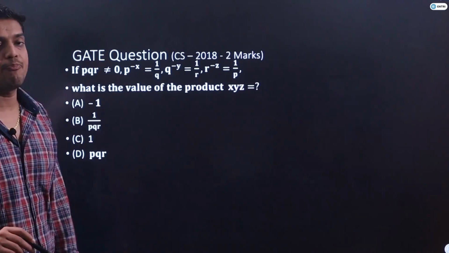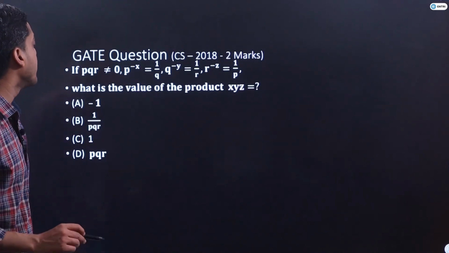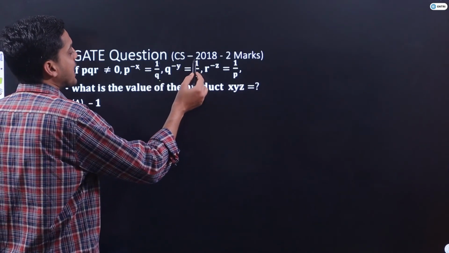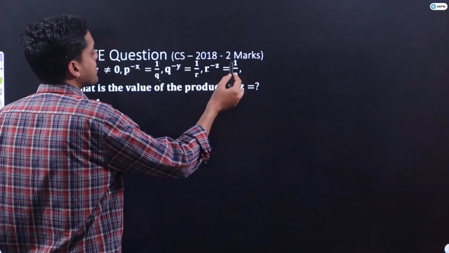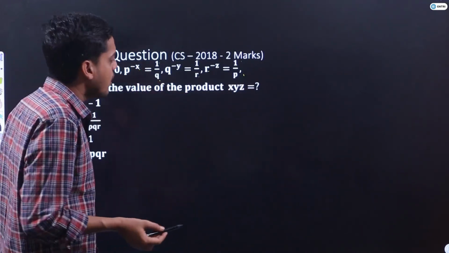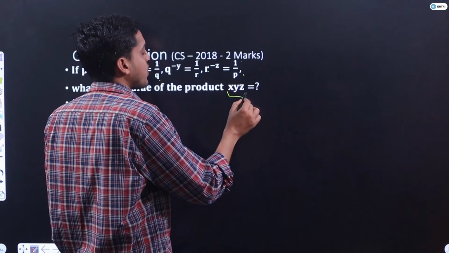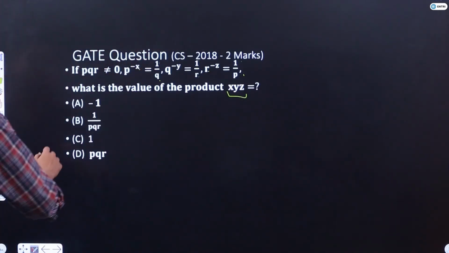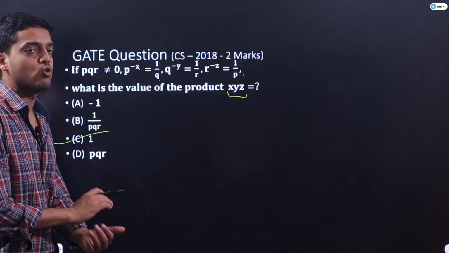Do you all agree with me? It was a repeated question because P to the power minus x equal to 1 upon q, q to the power minus y equal to 1 upon r, r to the power minus z equal to 1 upon p. In that question there was ABC, and here in this question it is xyz. So it is a repeated question, and here the answer was also 1.